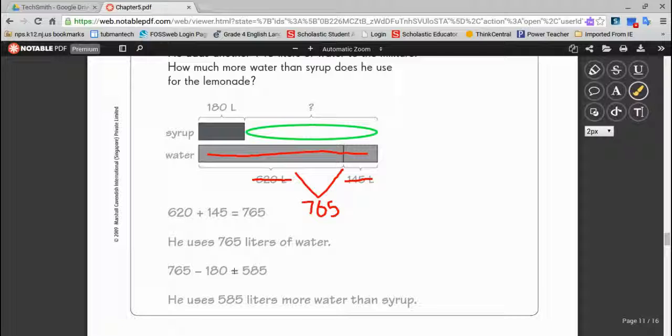765 minus 180 equals 585. And again, I like to put that right up here. So instead of the question mark now, I know the difference is 585 liters. So he uses 585 liters more water than syrup.